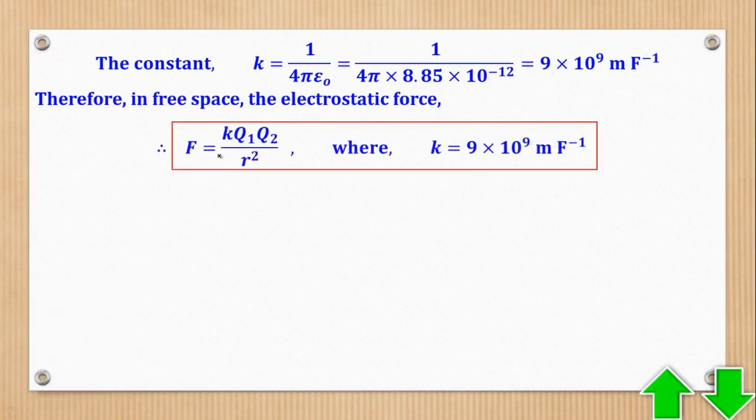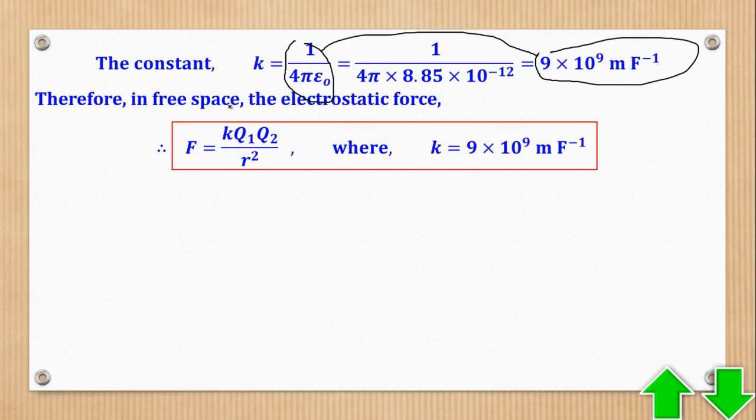So that means that in free space, F is equal to k Q1 Q2 over r squared, where k is equal to 9 × 10^9 as we have got it here. This expression is also given in the table of constants. There's no need to memorize it. It is available in your table of constants. They don't write it as k, they write it as 1 over 4 pi epsilon naught. So you need to know that 1 over 4 pi epsilon naught is the value of k.